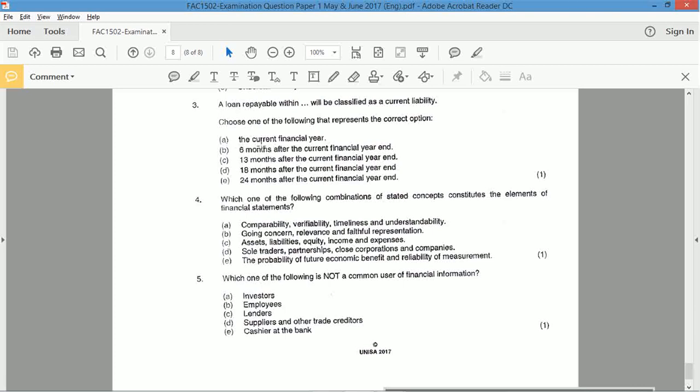6 months you could actually look at as being a current liability, because if I'm repaying off a loan and it's paid within the next 12 months, it would still be considered a short-term liability. So you could go with option 1, the current financial year. If you're paying off a liability in the current financial year, it would be paid off actually. So it probably is 6 months, because it's within 12 months.